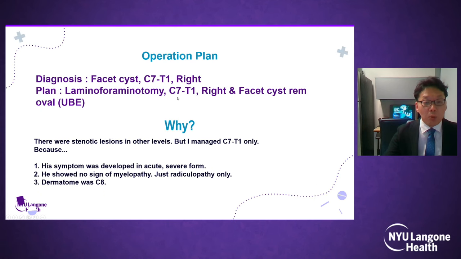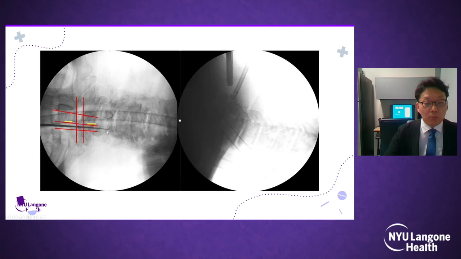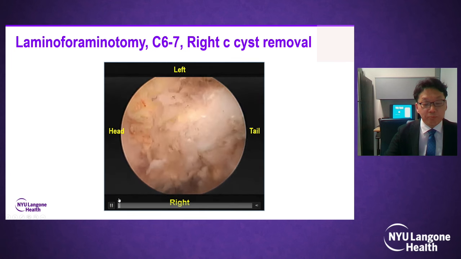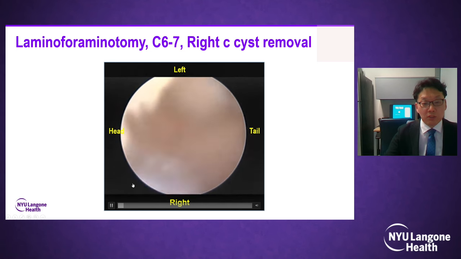Operation plan was laminoforaminotomy at C7-T1 right side and cyst removal by the UBE technique. Why? There were many stenotic lesions at other levels, but I managed C7-T1 only because his symptom developed in an extremely severe form and he showed no sign of myelopathy, just radiculopathy, and the dermatome was only C8. So the marking was done, and surgery was started.